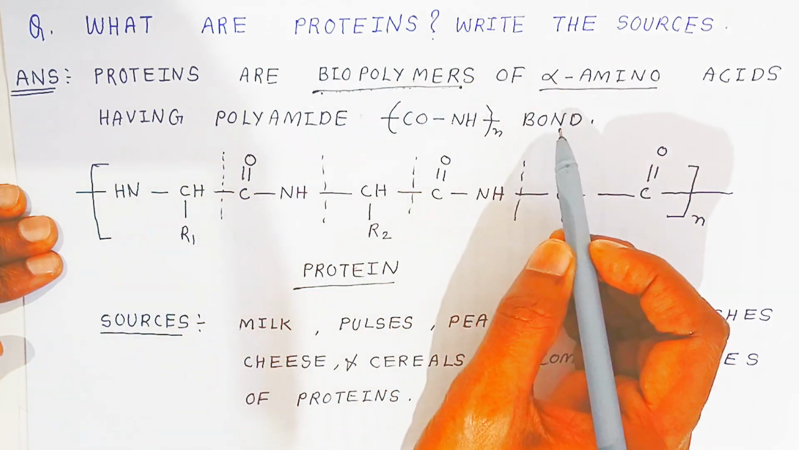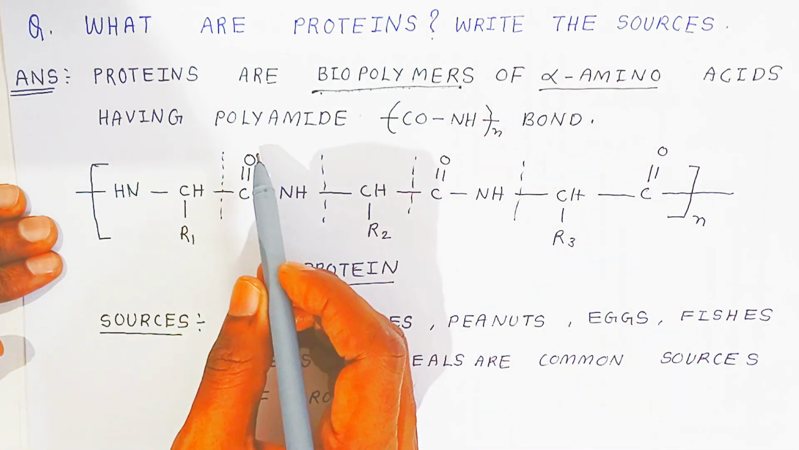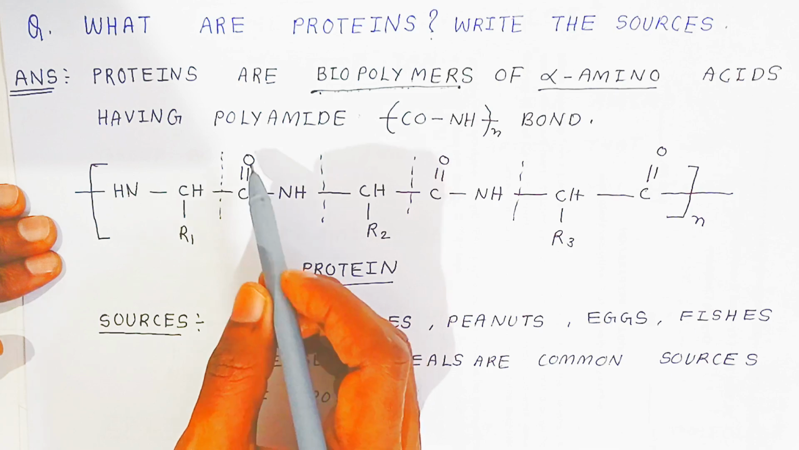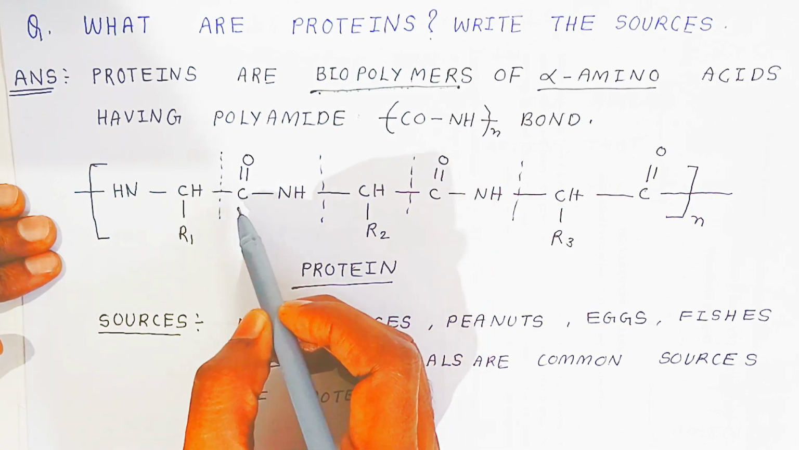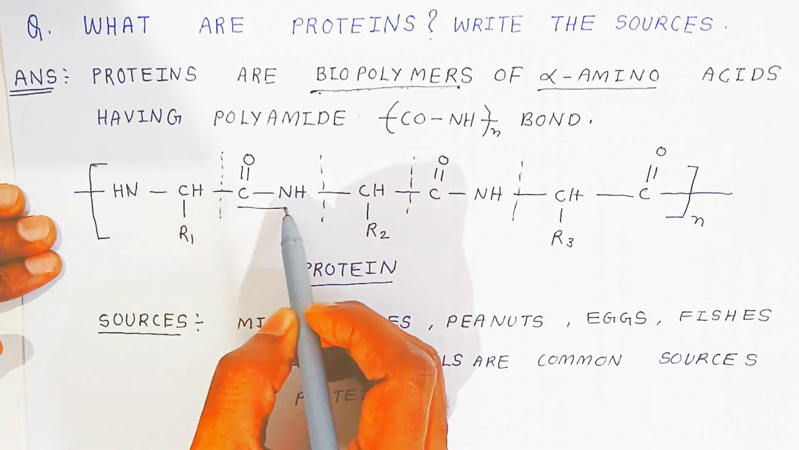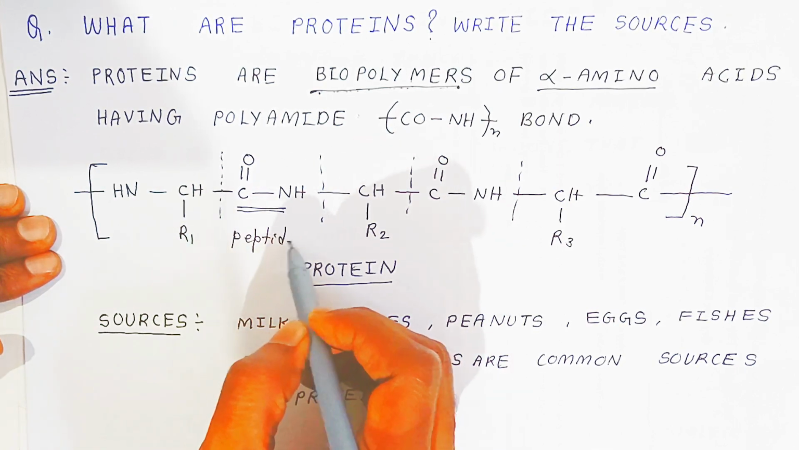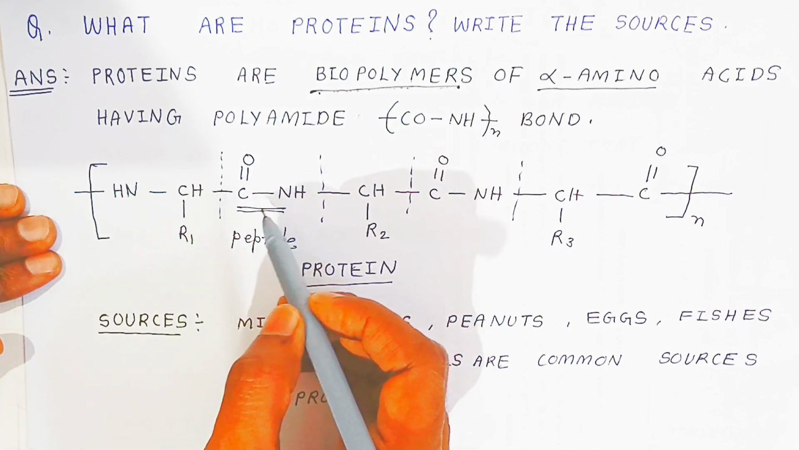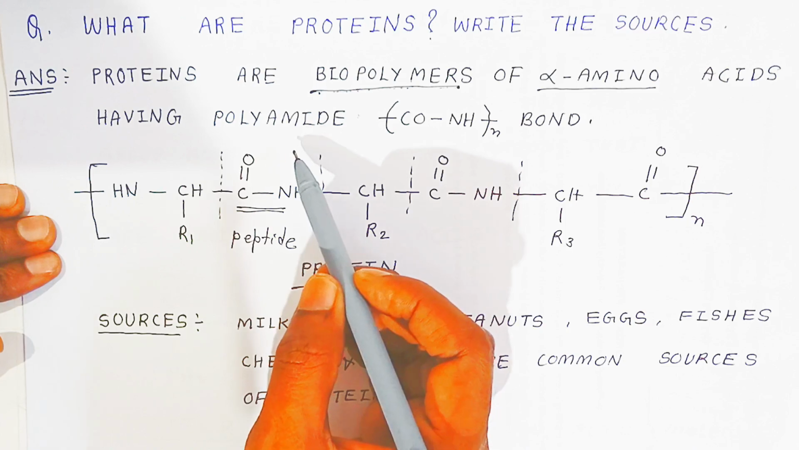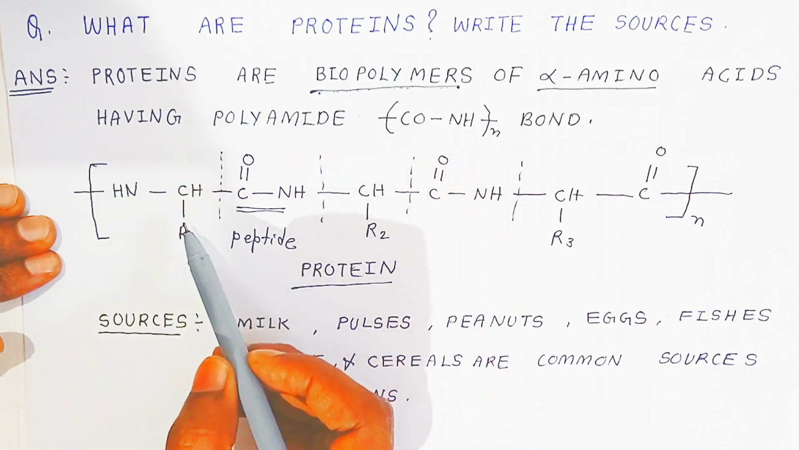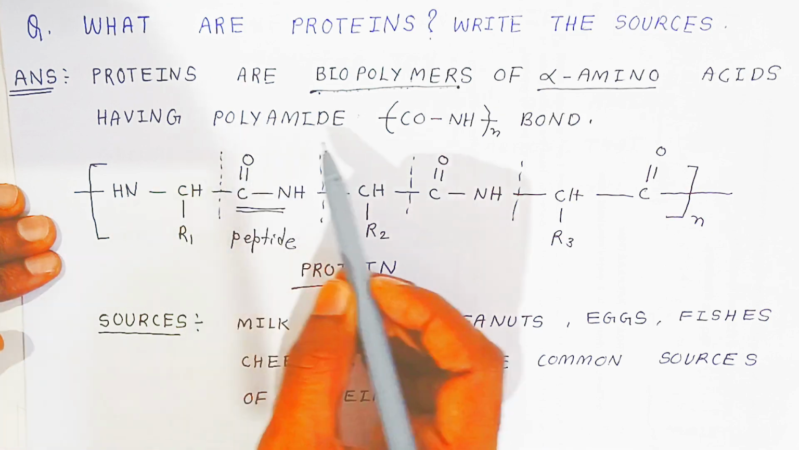Carbonyl and ammonia bond is also called as peptide bond. Understanding? Where this carbon and oxygen is called as carbonyl, and this is ammonia. Nitrogen of the ammonia when combined with the carbon of the carbonyl is also called as peptide bond. Okay students, when peptide bond is containing alkyl group, we call as polyamide bond. Understanding students? So it is a polyamide. So many peptide bonds containing alkyl group is called as polyamide.